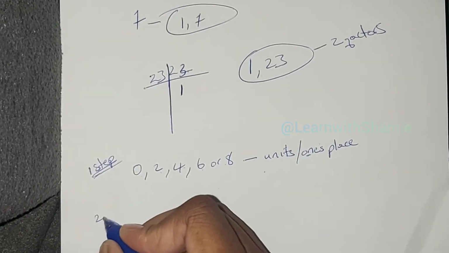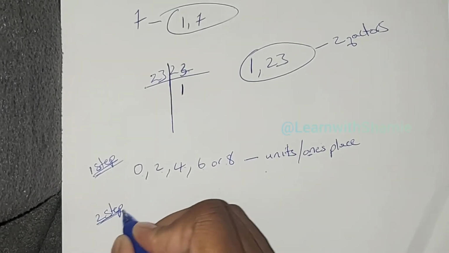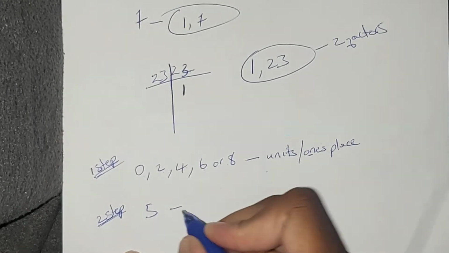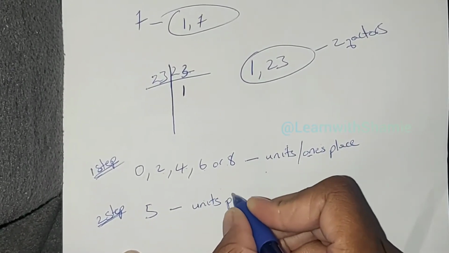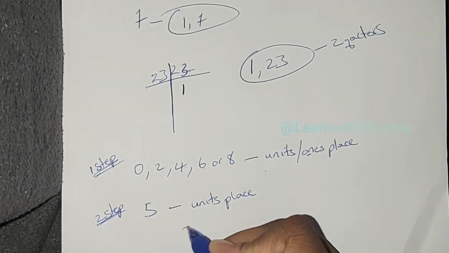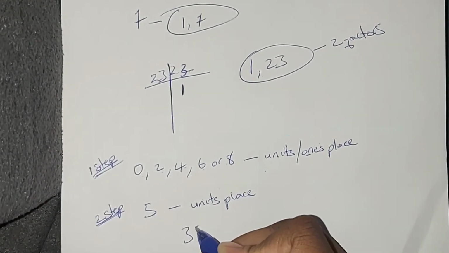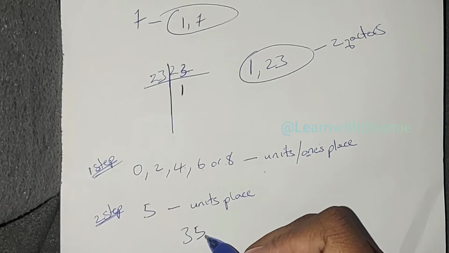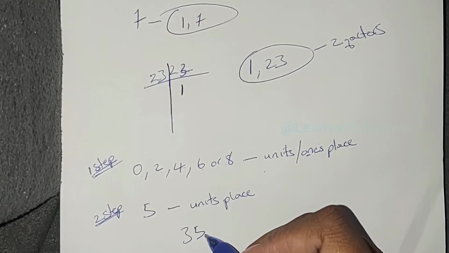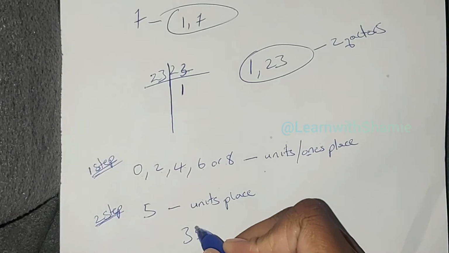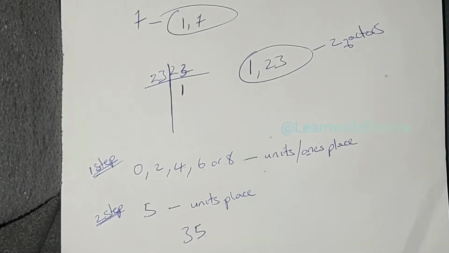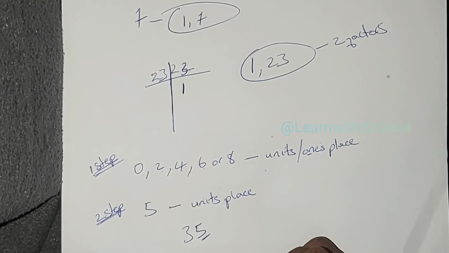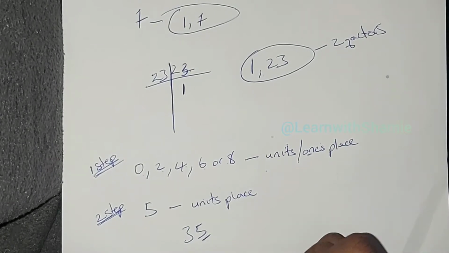The second step, if there is a 5 in the units place of a figure greater than 5, that means the figure is divisible by 5, therefore it is not a prime number. I'm going to show you an example. So here we have 35. 35 wouldn't be a prime number because there's a 5 in the units place, and 5 can go into 35.